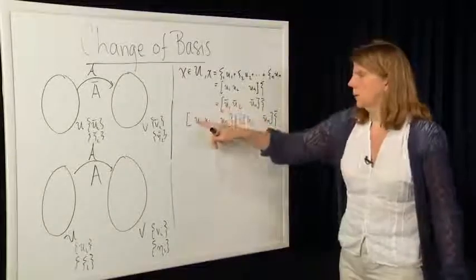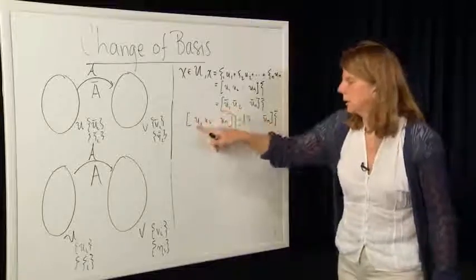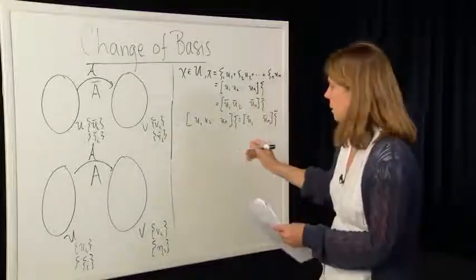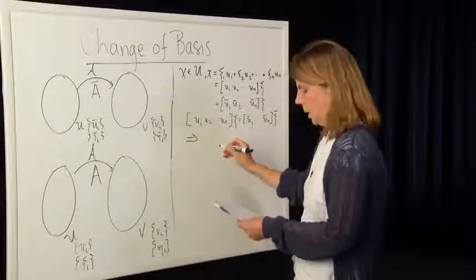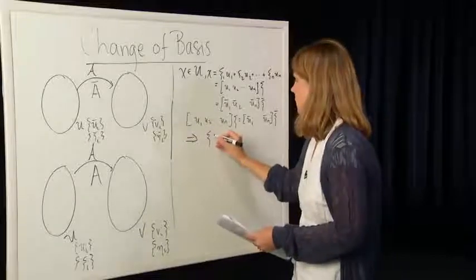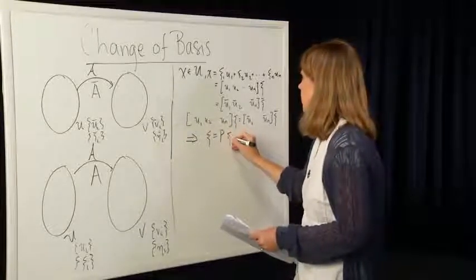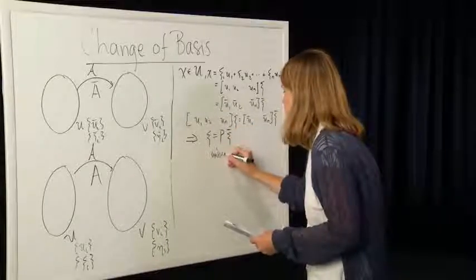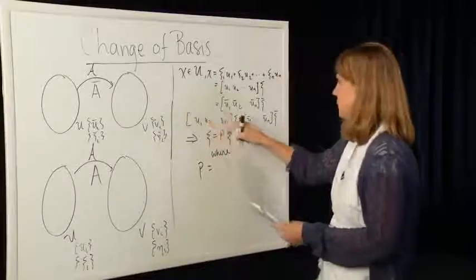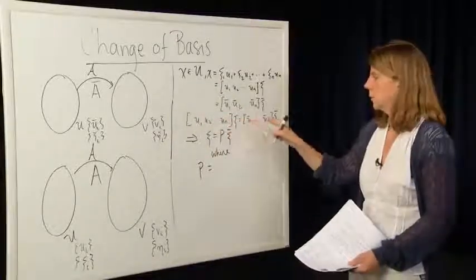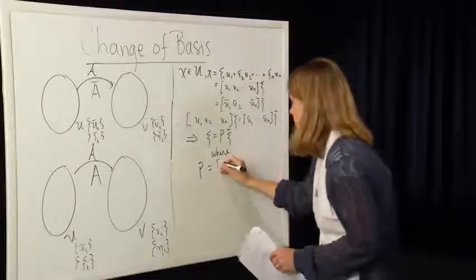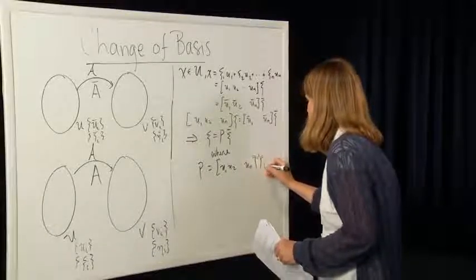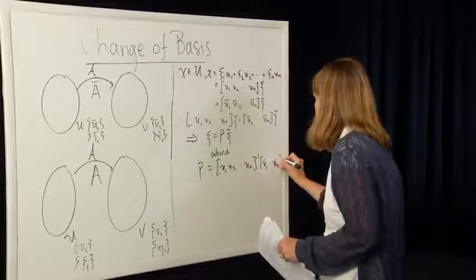Since these are basis vectors, they're linearly independent, which means that both of these matrices are invertible. And so we can construct a relationship between xi and xi bar. This implies that xi is equal to some matrix P times xi bar, where P is simply the inverse of this matrix pre-multiplied by this matrix here: u1, u2 up to un, inverse, times u1 bar up to un bar.